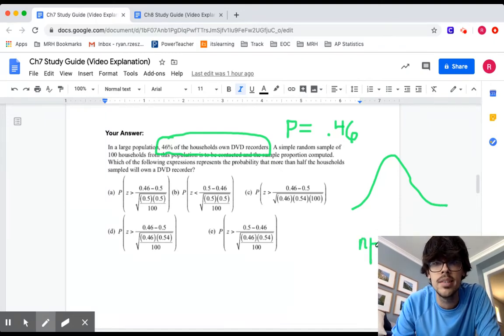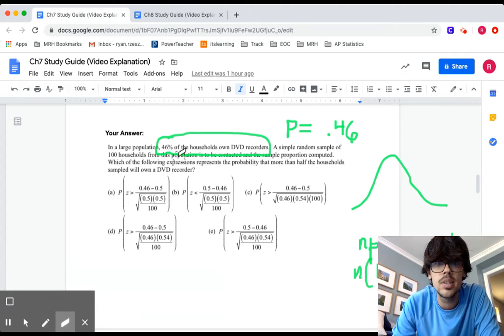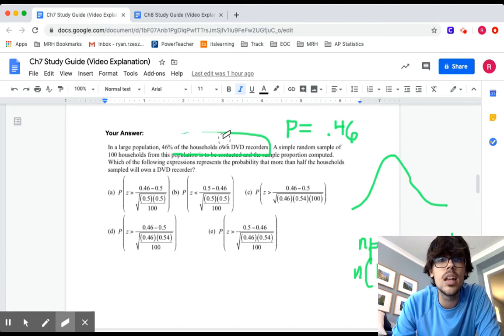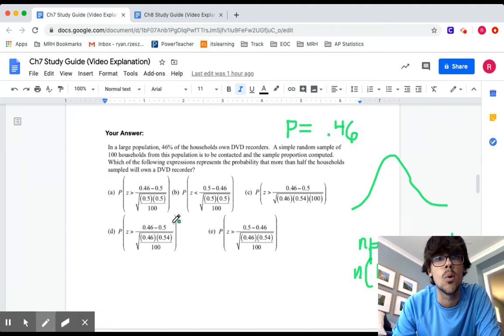You'd have to do n times p, n times 1 minus p, and you've got to make sure both of these quantities are greater than or equal to 10. That's the thing you would need to check here. It does work out, though. I'm not going to actually do this and check it in this problem, but those conditions are satisfied. So we would do a normal CDF to get our answer. But instead of showing it in normal CDF format or asking for just a probability in the answer, they left it like they sometimes do in z-score formats.